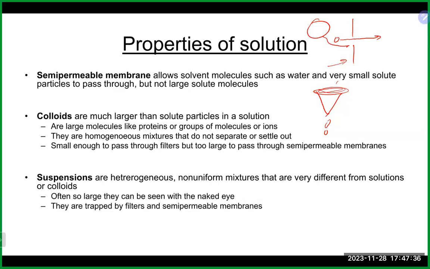Suspensions, on the other hand, are heterogeneous mixtures. These are non-uniform, and they're very different from solutions or colloids. They're large enough that you can see them with your naked eye. They get trapped by both filters and semipermeable membranes. For example, if you put a suspension of sand in water, you could clearly see the sand in the water. As you try to filter that sand, it is too big to go through the filter paper. It gets trapped on the filter paper. The liquid part, the solution part, will go through. The water, or solvent, is small enough to travel through, but the suspension will definitely get trapped.